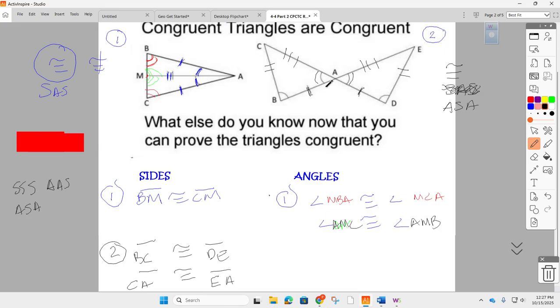Now we have two angles congruent here. So what's the last angle that we can say is congruent? What do you think, Tori? You know, B is congruent to D. CAB is congruent to EAB. What's the last angle that we can say is congruent to its corresponding angle? We're just looking for the one we haven't marked yet.